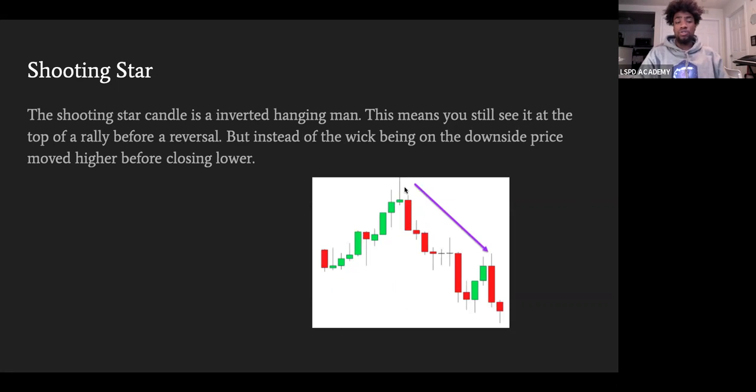Now we have our shooting star, which is, you know how the hammer had the inverted hammer, the hanging man has the shooting star. In this one, you'll see a small real body, little to no lower shadow, and then a really tall upper shadow, indicating that price really tried to extend itself to the upside, but failed to do so, closing near its opening price.